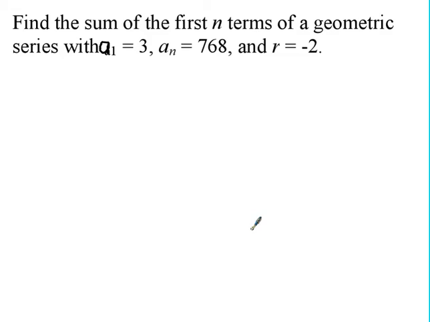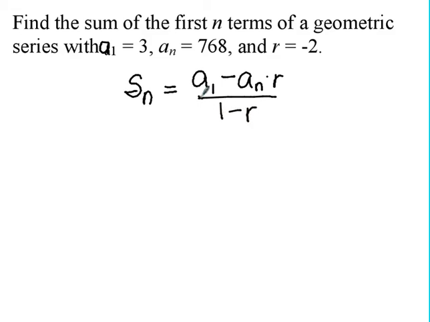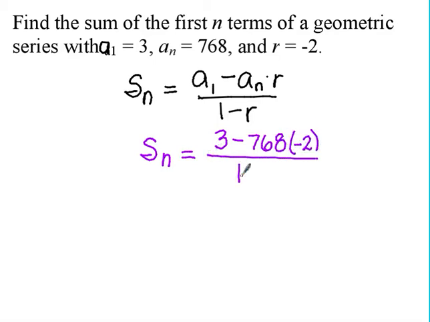We're going to jump back. So, we're going to use the second formula. We're going to use that second formula because we're given the first term and the nth term. Now, come test time, you're going to be able to have a note card, so you'll be able to have all these written down. You don't have to memorize them. So, S sub n equals 3 minus 768 times negative 2, all over 1 minus negative 2.